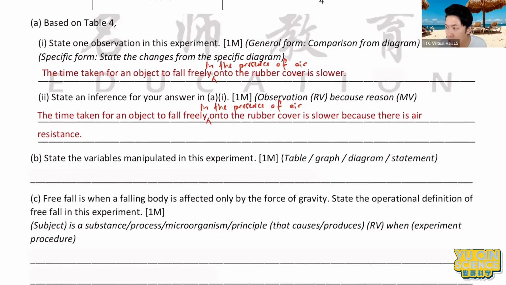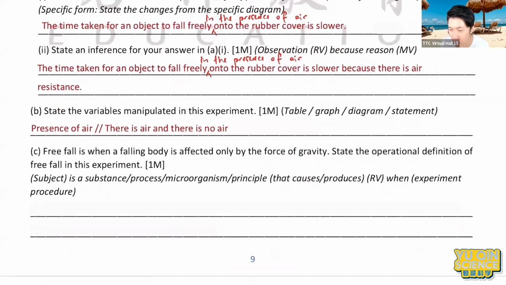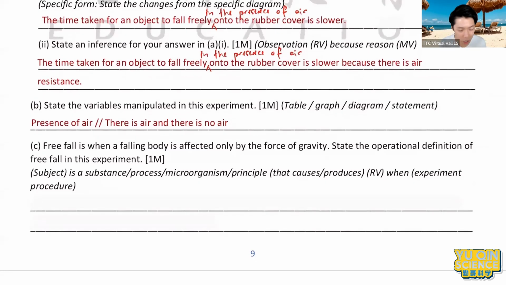Number B, variables for manipulated. Manipulated means copy from table. Presence of air. So easy, right? Presence of air. Okay, C. Oh la la, this is crazy.